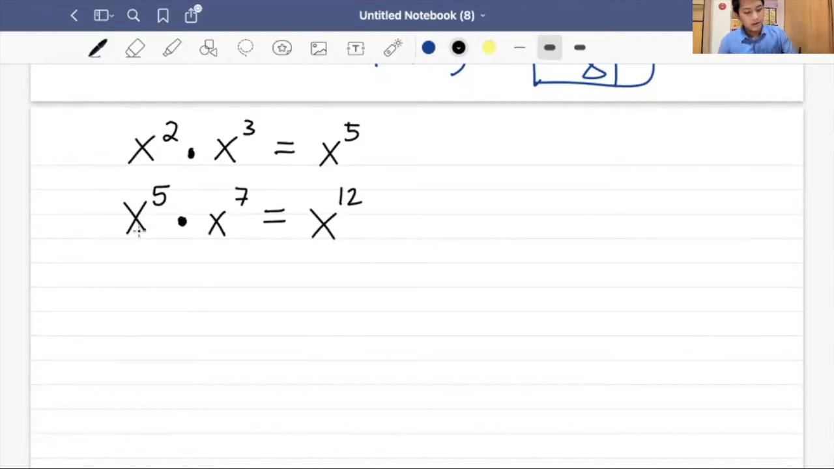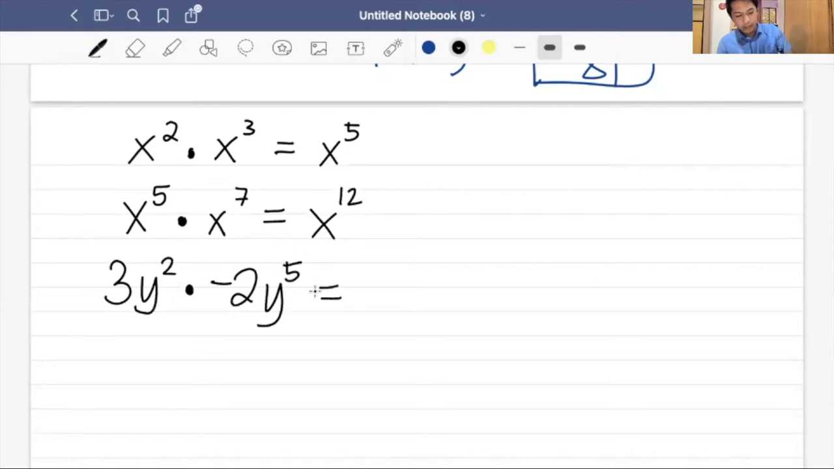Okay? How about if I have 3y squared times negative 2y to the fifth power, that is equal to negative 6y to the seventh power. Based on the three examples, random examples that I have just thought, what do you think? What pattern do you see or observe?